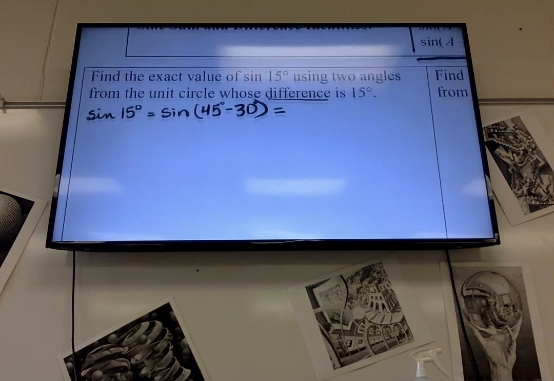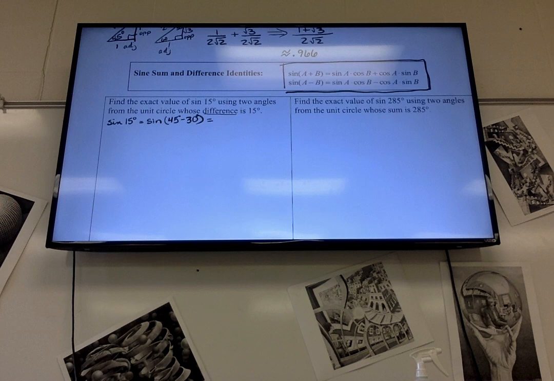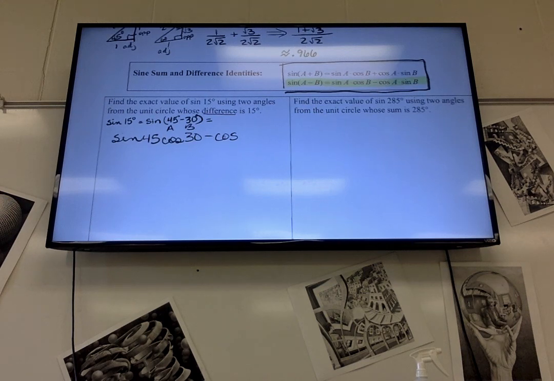So we're going to need, if you look at this up here, that one right here, the sine of 45, which is A, so sine of 45 times the cosine of 30, because 30 is B. Everybody see where I'm getting those? Okay. Minus the cosine of what? 45 times what? 30. Okay. So we're going to need the sine and the cosine of 45 and the sine and the cosine of 30.